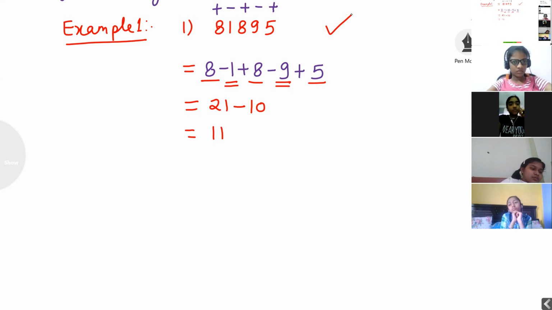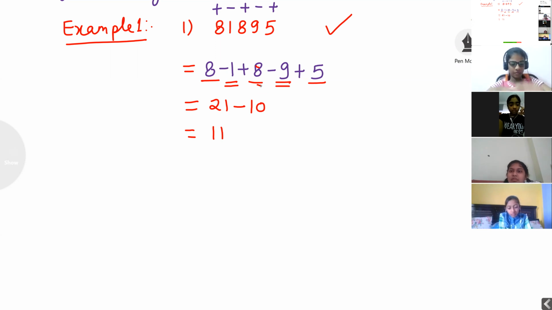Again, listen, students, how to solve. Whatever number they have given, first digit I will take positive, then minus, plus, minus, plus. First plus 8, minus 1, plus 8, minus 9, plus 5. Now I want to check where the positive signs are and where the negative signs are. Plus 8, plus 8, plus 5, all three digits are positive. Then 8 plus 8, 16 plus 5, 21. And the negative signs are minus 1, minus 9, minus 10. Now 21 minus 10 is equal to 11. I hope, students, you got it, how to check whether the given number is divisible by 11.